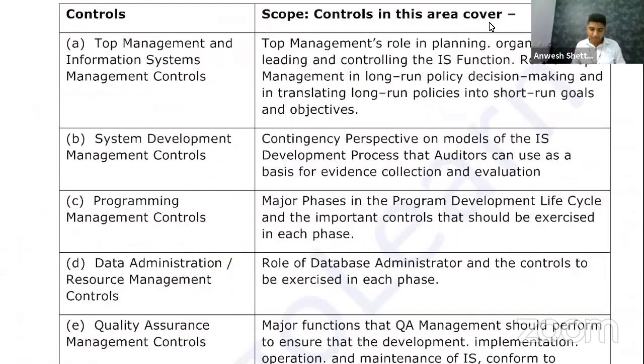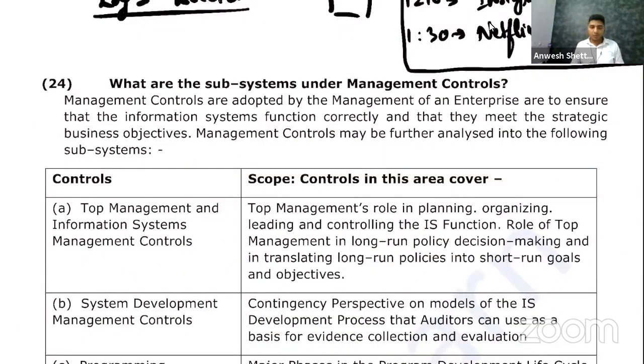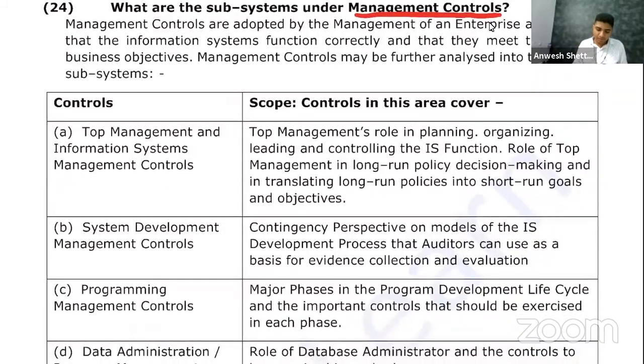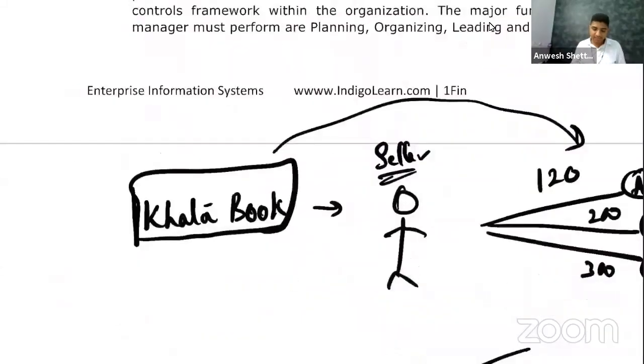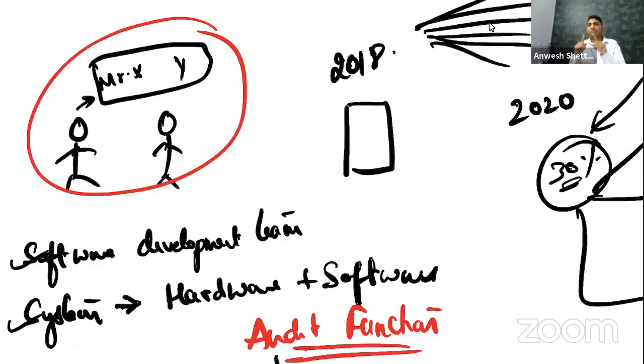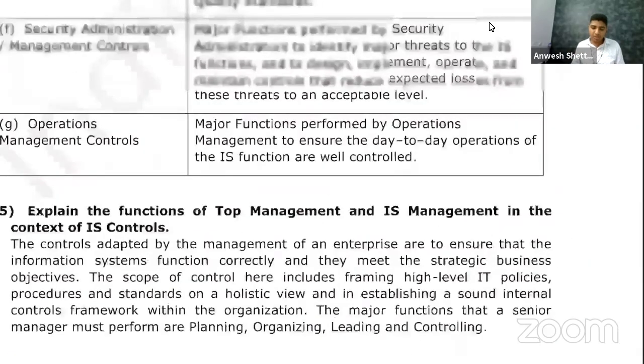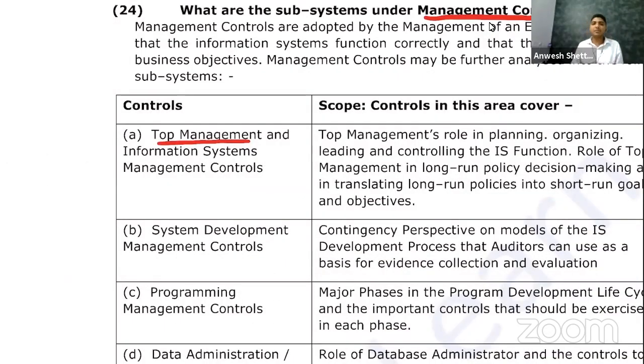So do not confuse. Whenever you look at the term management control, we are talking about the auditor coming and checking whether management is happening properly in the company or not. He is not going to look at a software, he is going to look at the humans. Here there is a top management. Who are these top management? In our example, X and Y, these two people coming together and deciding that we need to build this application. So an auditor should come and check top management and information system management controls. That is one point.